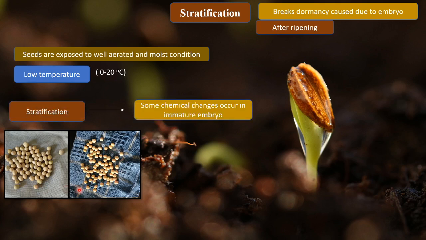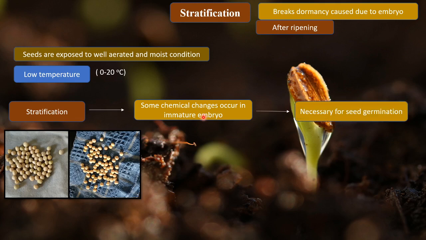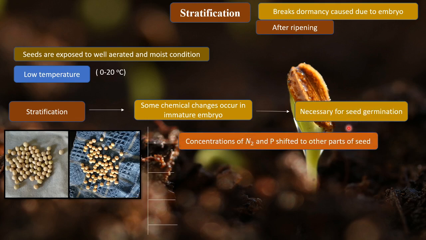So what stratification does is that it brings some chemical changes in the immature embryo. So in the seed, whatever immature embryo is present will undergo some chemical changes because of stratification. So what are these chemical changes? These chemical changes are actually necessary for the seed to germinate. So these chemical changes are that the concentration of nitrogen and phosphorus is shifted to other parts of the seed. So in a seed there are various parts, right, as we studied before also.